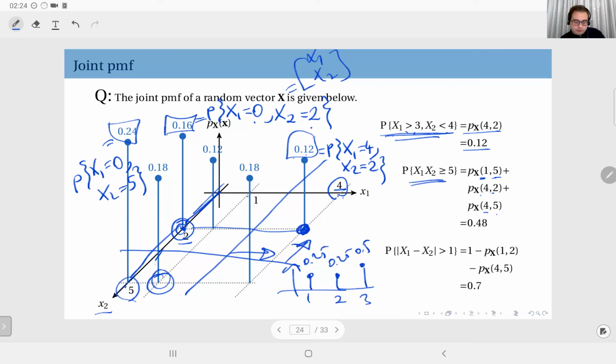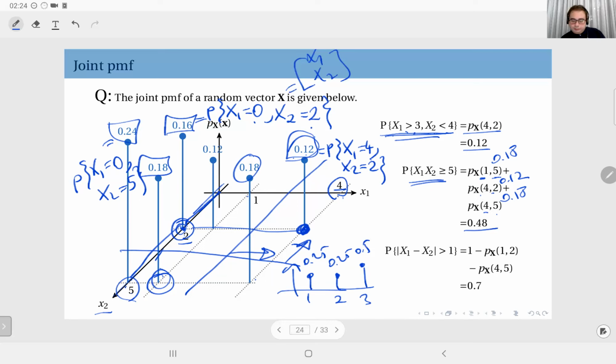(1, 5) is here, so that is 0.18, and (4, 2) is here, 0.12, and (4, 5) is 0.18. If you add them up, you get the probability as 0.48.